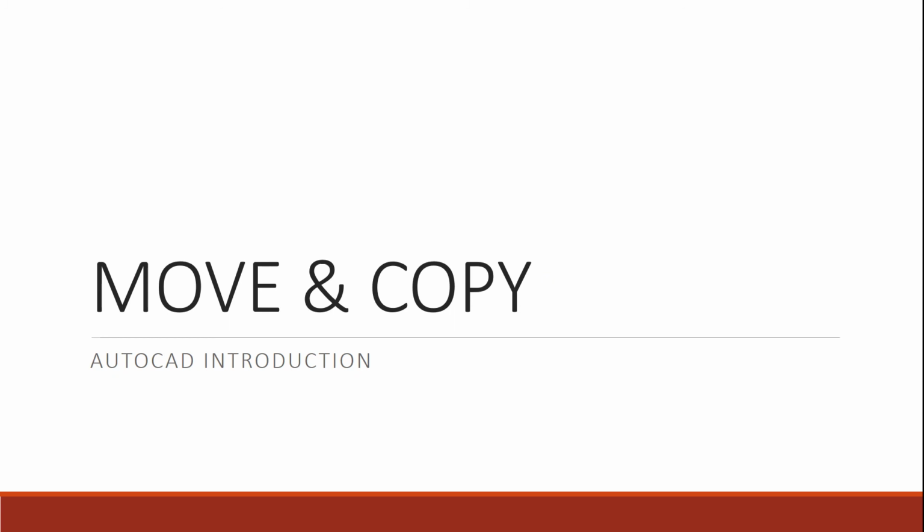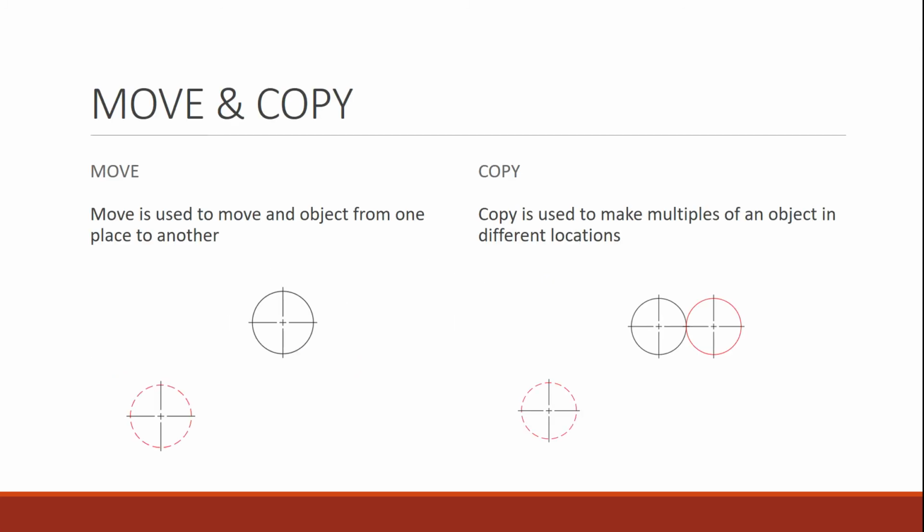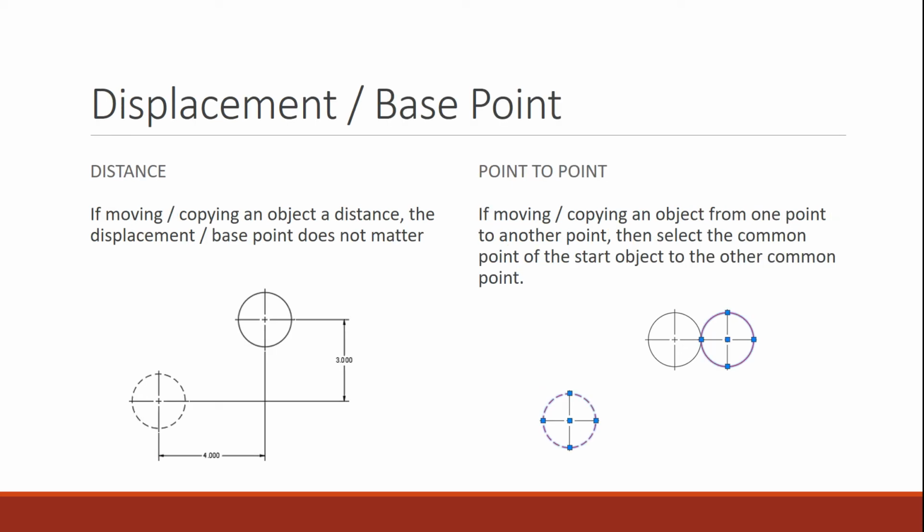Okay, so with the move and copy command, these commands are exactly like each other, except that with move you're going to take an object and move it from one location to another. With the copy command, you're just going to create a copy of it. So I'm going to grab that object and create a copy of it, and I can make multiple copies of it.